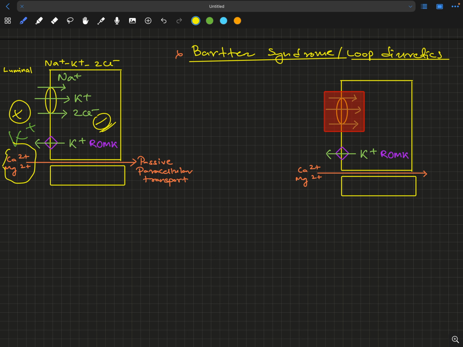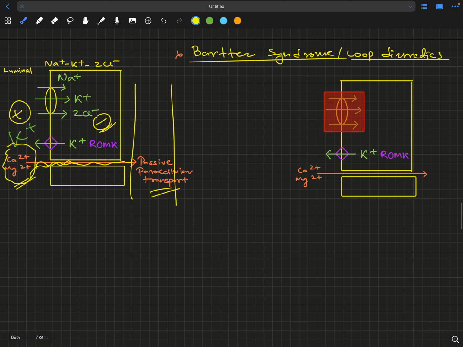In order to balance it, this calcium and magnesium, which are present in the lumen, in order to balance the negative charge, move towards the cell, and there is no channel for calcium and magnesium here, so they undergo passive paracellular transport. Now this is the basolateral side. From the lumen they move through passive paracellular transport and are reabsorbed into blood. This is how the sodium potassium 2 chloride channel handles calcium. It reabsorbs calcium from the lumen into the blood.